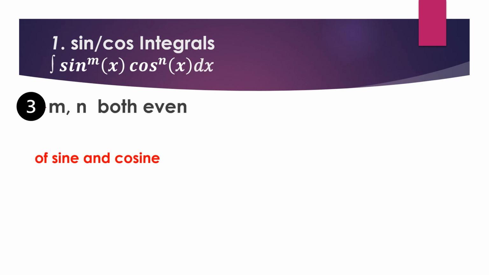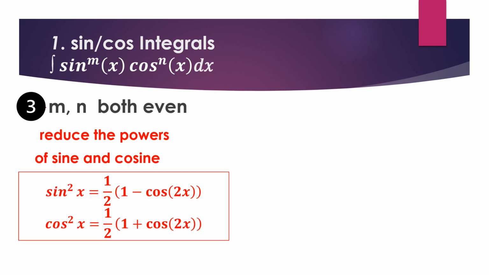Let's see the third condition, which is m and n are both even numbers. In this condition, we will need to reduce the powers of sine and cosine. Recall our trig identities. These two identities are really important for us to apply in this kind of condition. Let's see an example. Integral sine squared x cosine squared x dx. We see m and n are both even numbers. So here we need to reduce the powers of both sine and cosine.